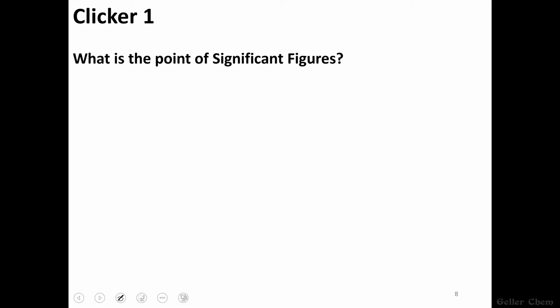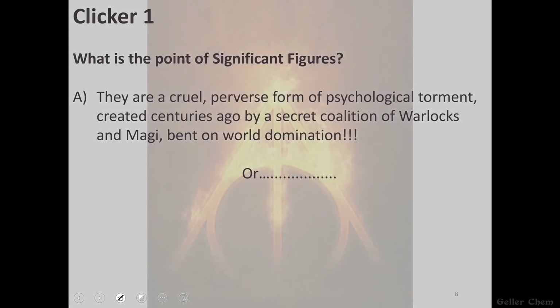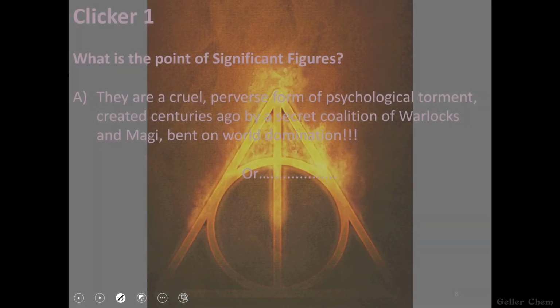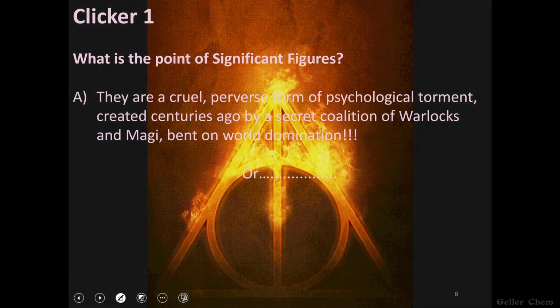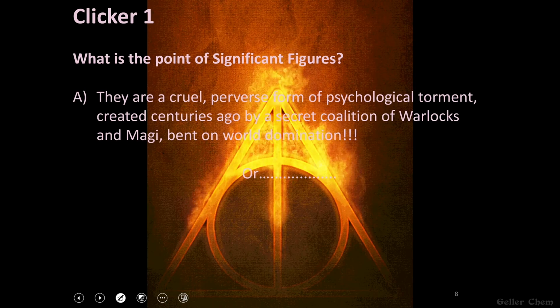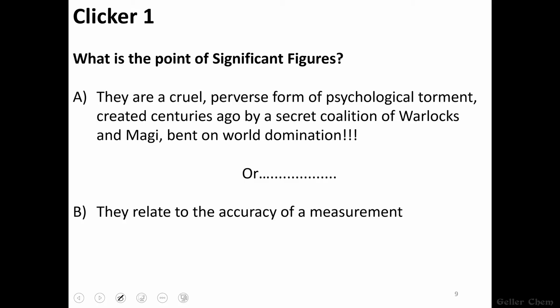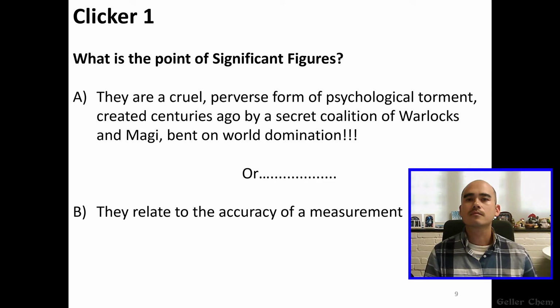Now, we will cover clickers in Zoom, but you'll always be able to at least see them in these videos beforehand. So what is the point of significant figures? A. They are a cruel, perverse form of psychological torment created centuries ago by a secret coalition of warlocks and magi bent on world domination. Or B. They relate to the accuracy of a measurement. So this one time, I'll actually give you the answer in the video because this is obviously a joke, and the answer is B. And we need to know that to inform the rest of our lecture. So they relate to the accuracy of a measurement.